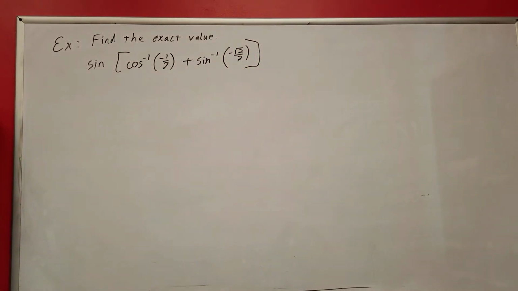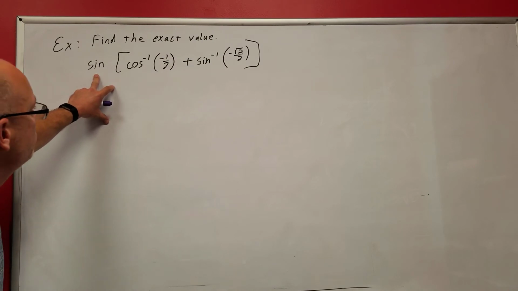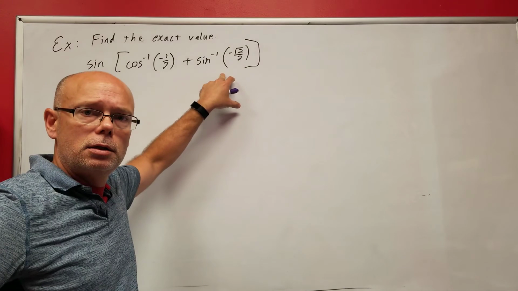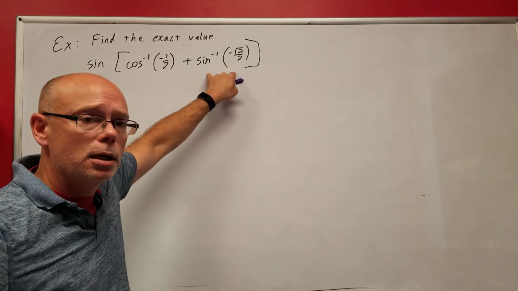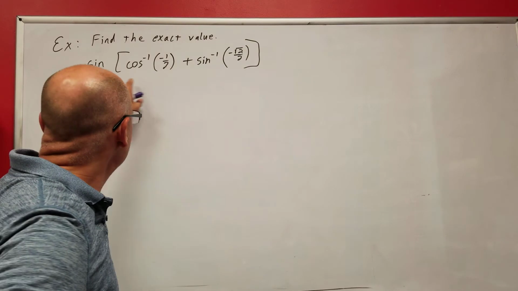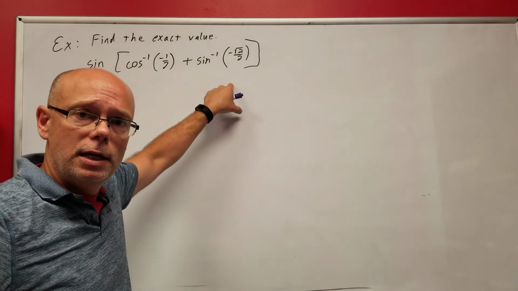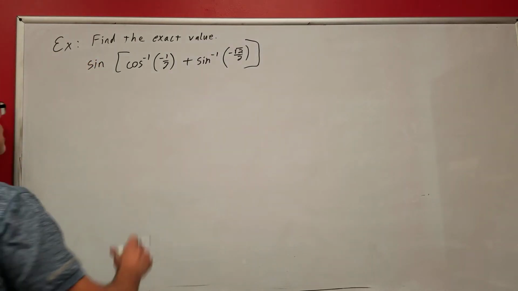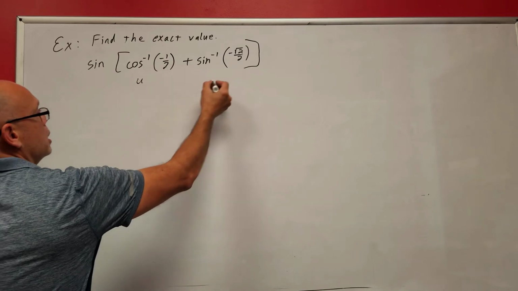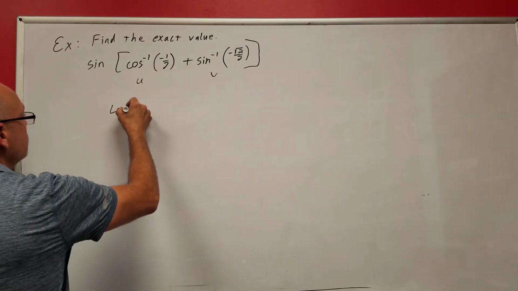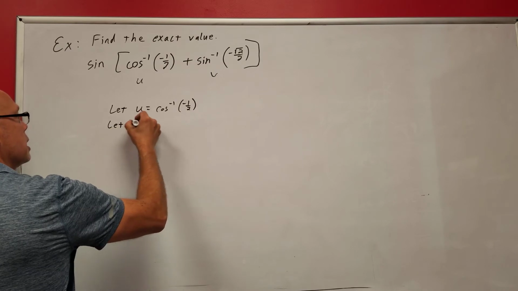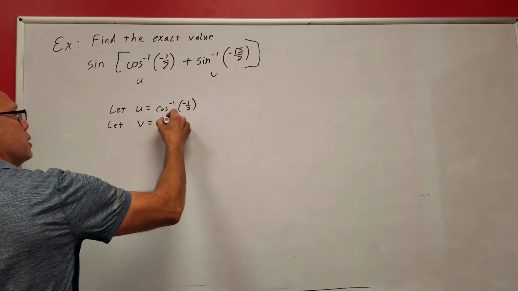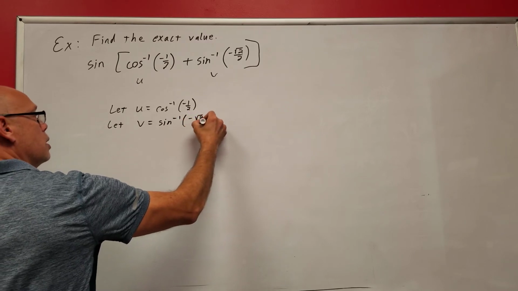Alright, so they want me to find the exact value here. What I look at this as is the sine of two things being added together, right? Because this is some angle, right? The angle's cosine is negative 1/2, so that's just some number. This is just some number. Sine of two numbers being added, so I'm going to end up using at some point the sine of u plus v identity, okay? Here's what I'm going to do. Let's let that be u, and let's let this be v. So we're going to say, let u be equal to the inverse cosine of negative 1/2, and let v be equal to the inverse sine of negative square root of 2 over 2.